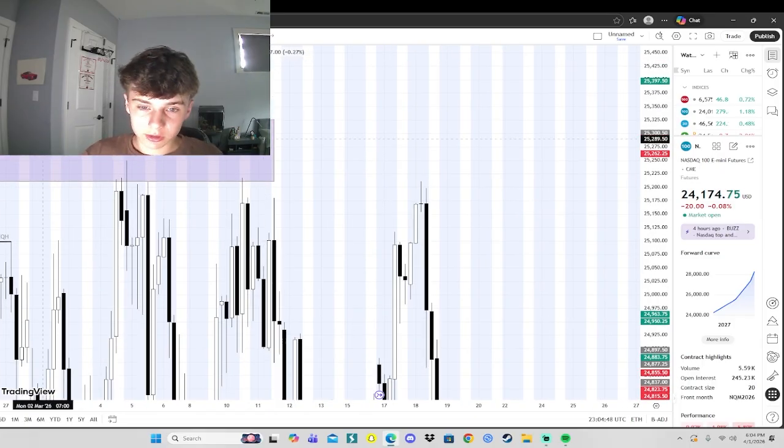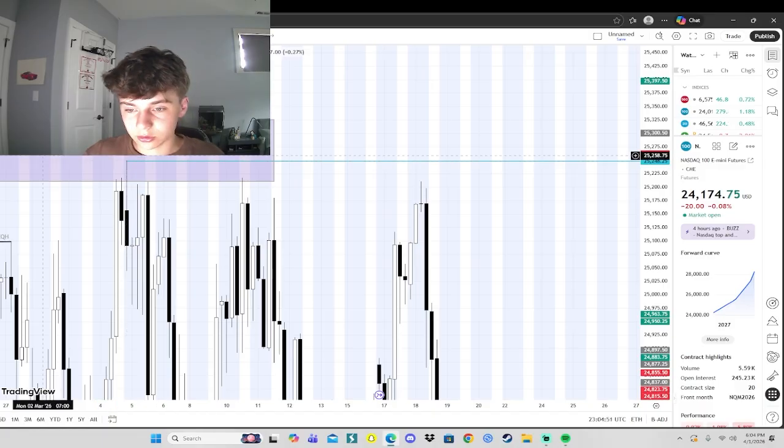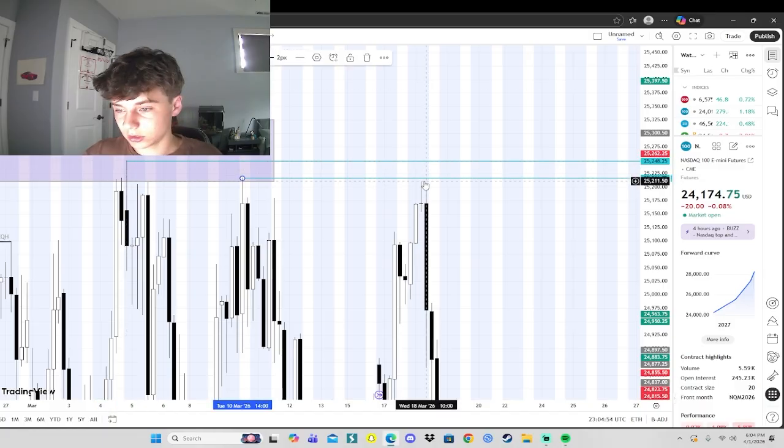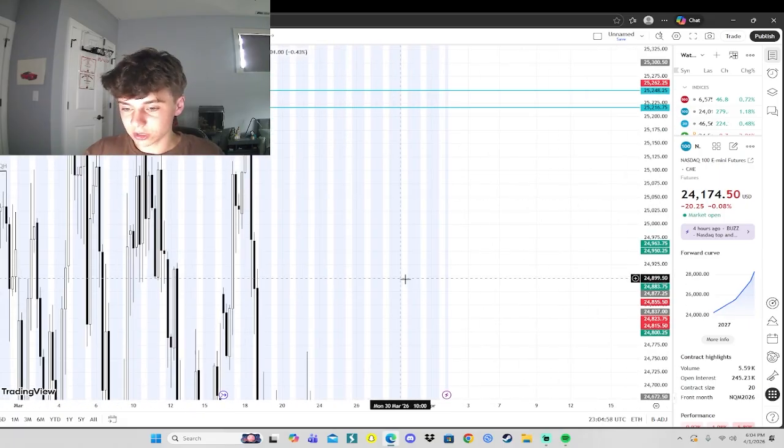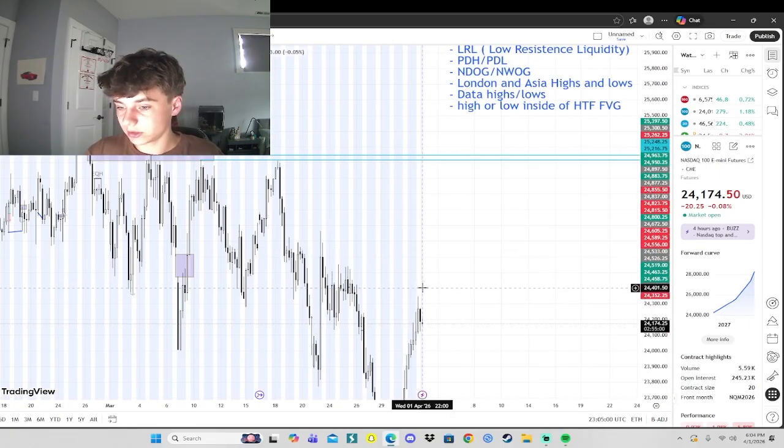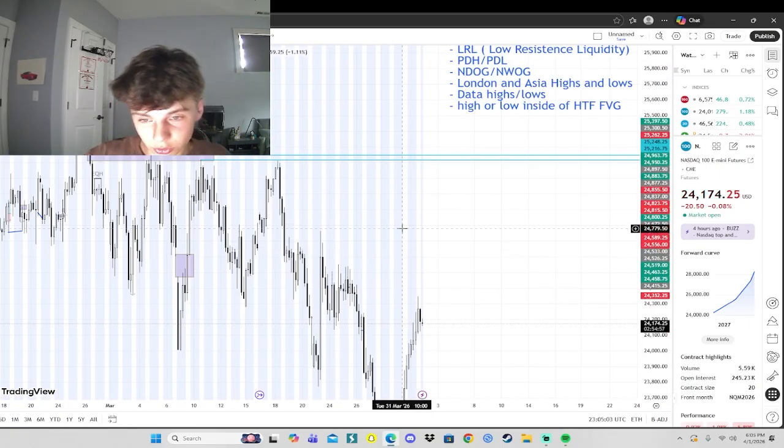So I mark this high out, and there's another one here, I'm pretty sure it's below. Anyways, I mark those out, and we haven't hit those yet, but those are still draws on liquidity that I think are eventually going to get hit.